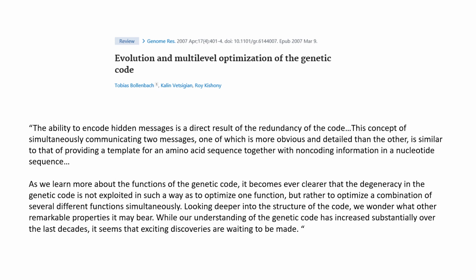Now let's continue. As we learn more about the functions of the genetic code, it becomes ever clearer that the degeneracy in the genetic code is not exploited in such a way as to optimize one function, but rather to optimize a combination of several different functions simultaneously. Looking deeper into the structure of the code, we wonder what other remarkable properties it may bear. While our understanding of the genetic code has increased substantially over the last decades, it seems that exciting discoveries are waiting to be made. And of course, the B and Z DNA has been just one of those discoveries, and God knows best what the future holds. But even with just what we know now, even if no more discoveries were made, I cannot think of a stronger case for intelligent design than the material that we have covered.